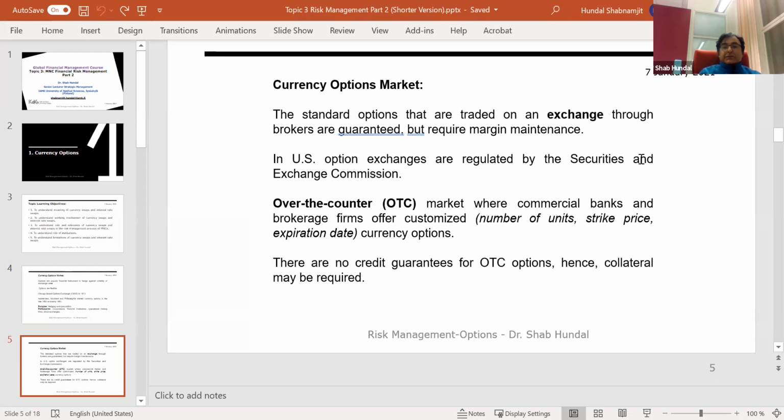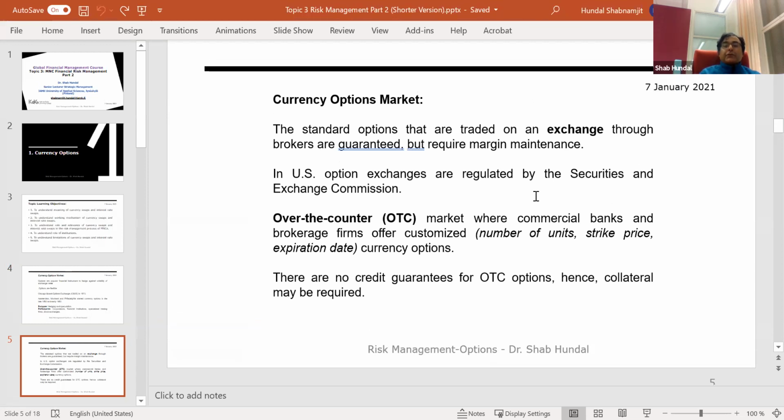The standard options usually are the exchange traded. Now, again, it's very important. If you look at the forwards, they are clearly over-the-counter kind of contract, so it's between the company and the bank. Options can also be over-the-counter. So the option can be both market traded, the exchange traded, as well as over-the-counter.